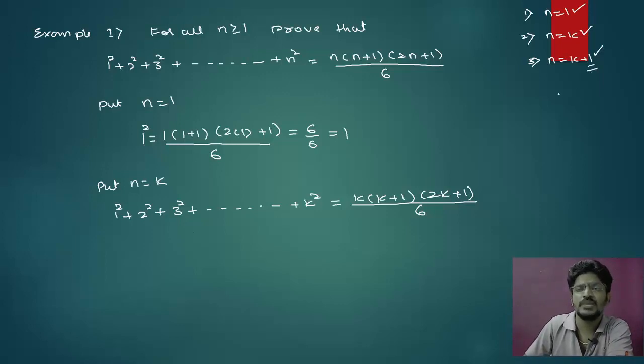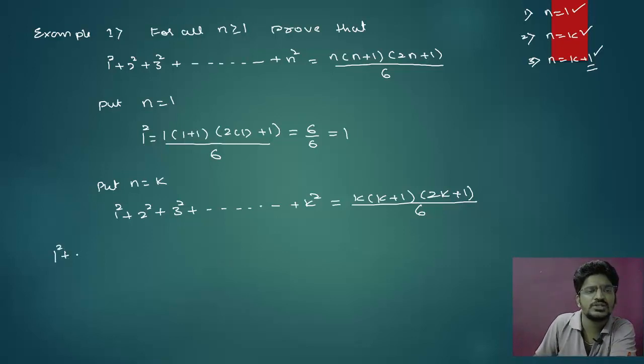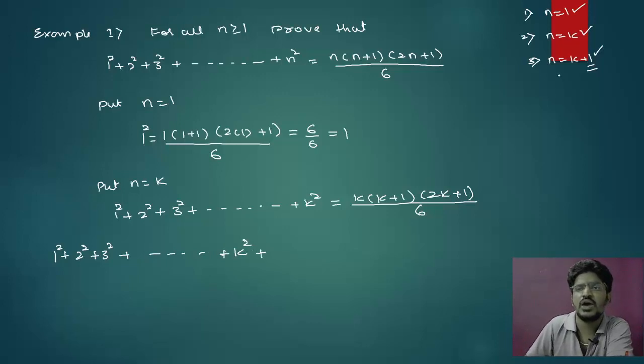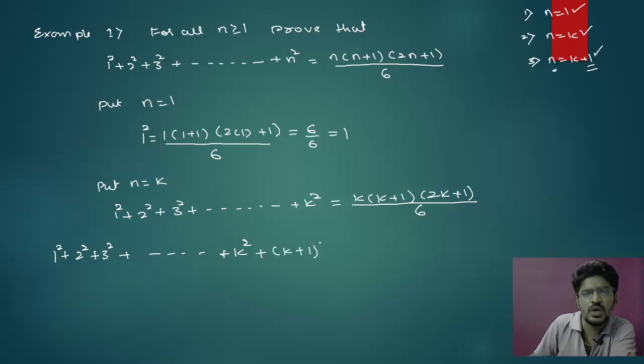If you want to go for n equal to k plus 1, you just add k plus 1 on both sides. So what will it be? 1 square plus 2 square plus 3 square plus so on to plus k square plus, you have to put n equal to k plus 1. If I put n equal to k plus 1, it will be k plus 1 whole square.